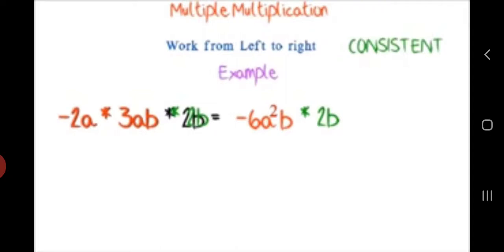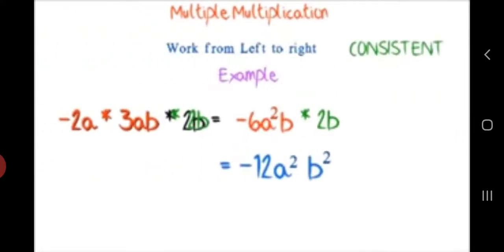In the next line we shall multiply minus 6a square b into 2b, and the resulting number is minus 12a square b square.